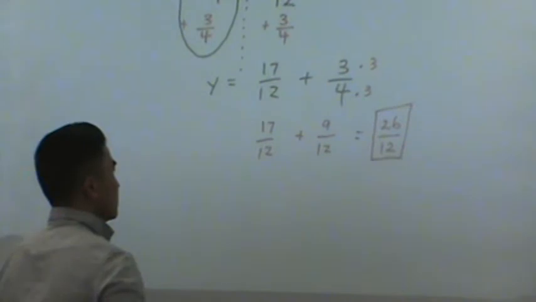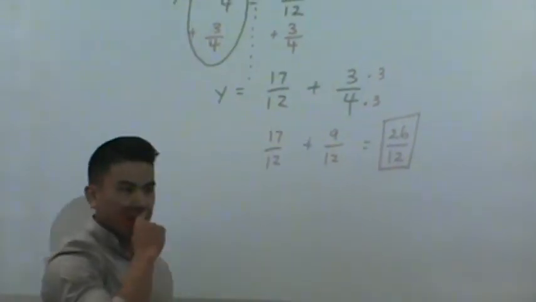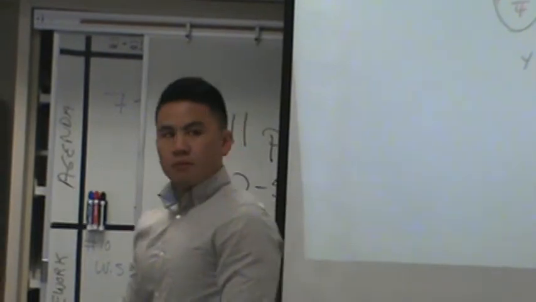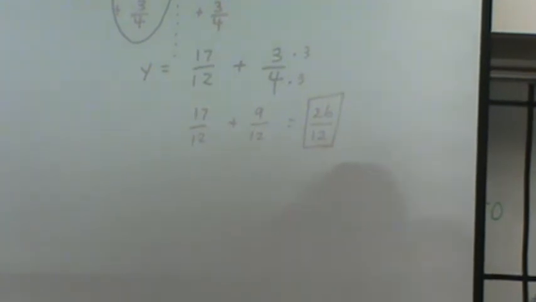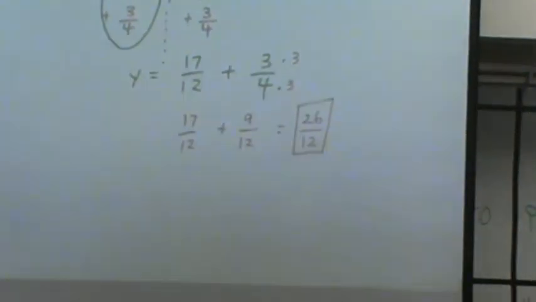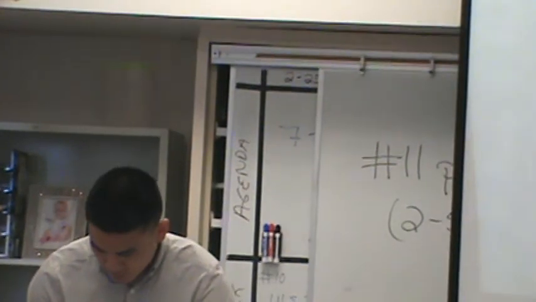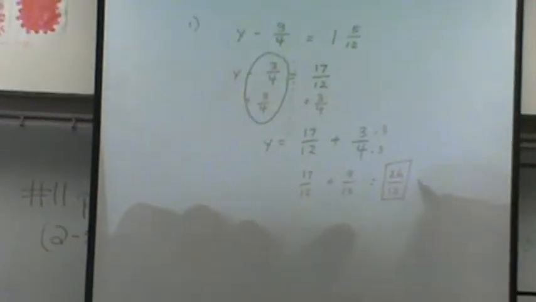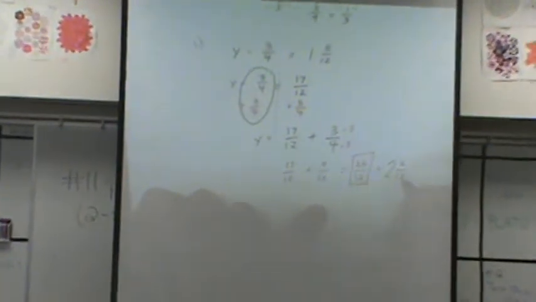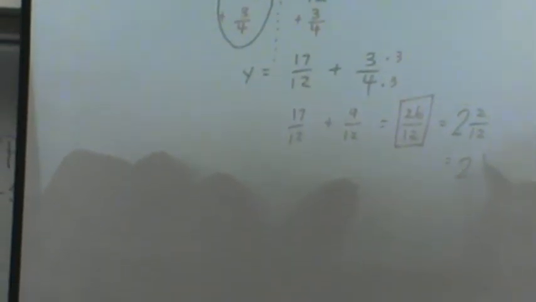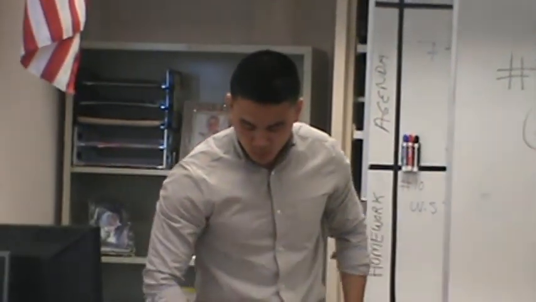Now, although I have been allowing improper fractions, this is not correct. 26 over 12 is not correct because it is not simplified. So how do you think we can simplify 26/12? They're both even. So, Tyler. It would be 2 and 2/12, and then that can simplify into 2 and 1/6. Very good. 2 and 1/6. Okay? And that's our final answer.